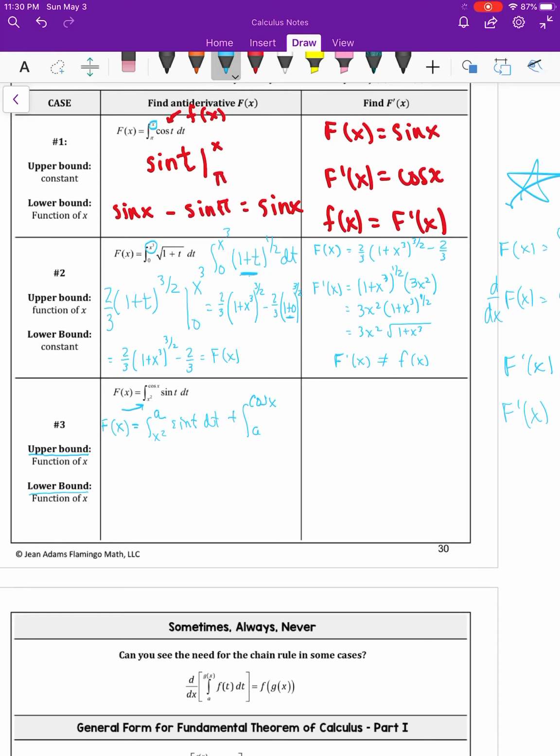So what we're going to do is kind of split it up. We're going to say, I'm going to go from x squared to some a, and then I'm going to go from a to cosine x, because I want to use my rule for a constant. And then since I need the constant to be on the bottom, I'm going to say negative integral from a to x squared plus integral from a to cosine x.